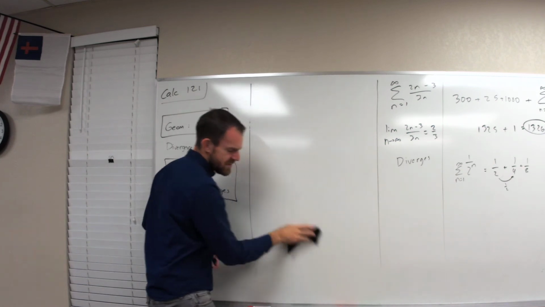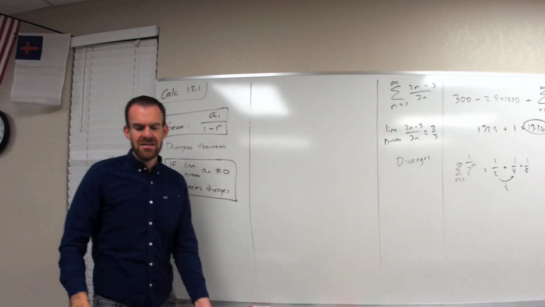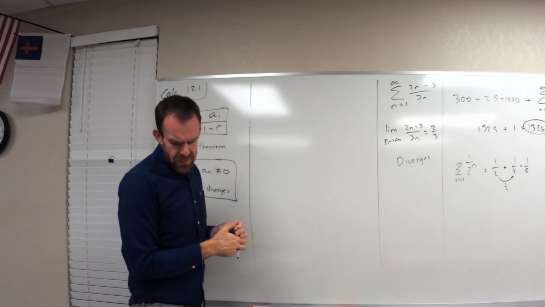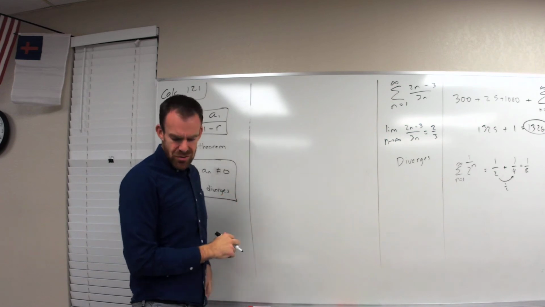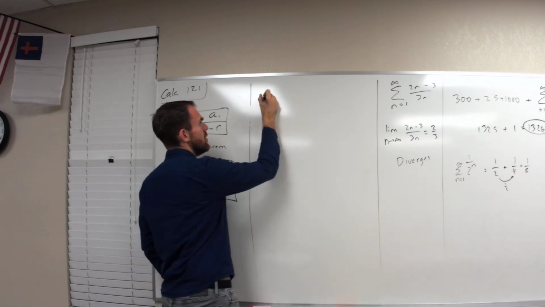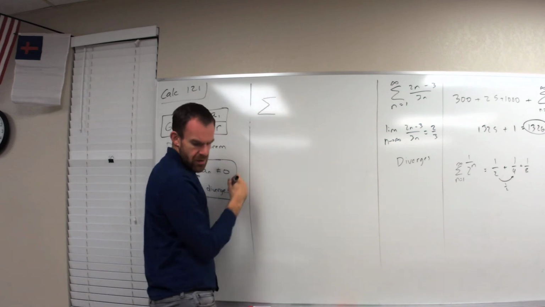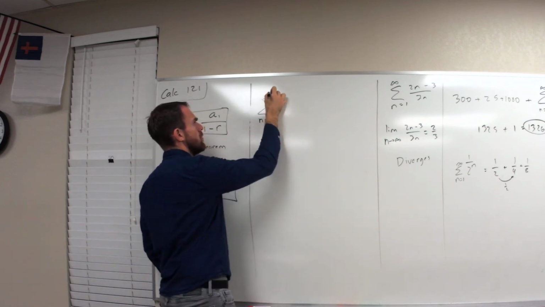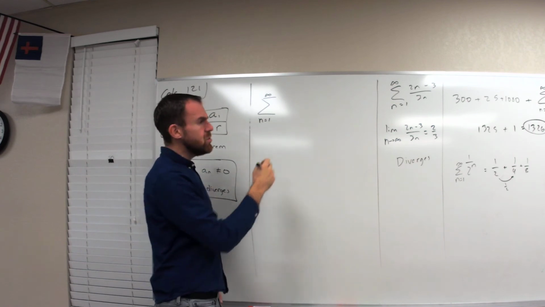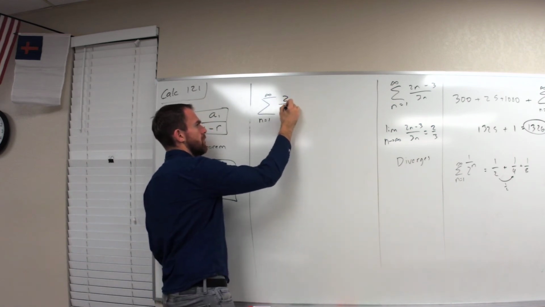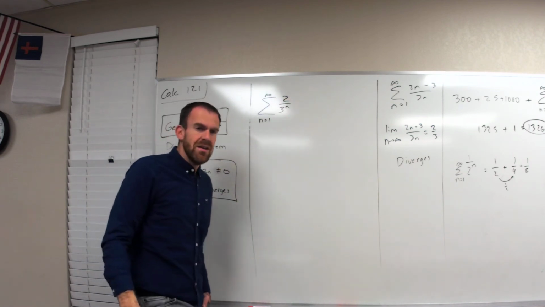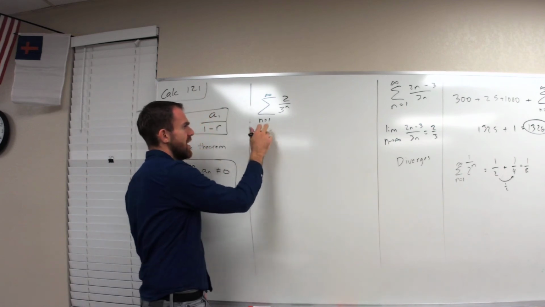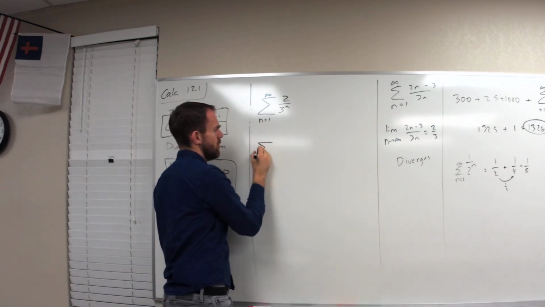Now let's look at some other things. This part of our lesson is interesting because until now, you have been stuck with whatever boundaries they've given you. So let's say we had a sum that was n equals 1 to infinity of 2 over 3 to the n. Now that's great and all, but what if you wanted instead to start with n equals 0?